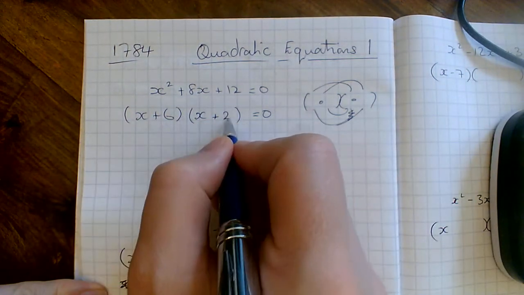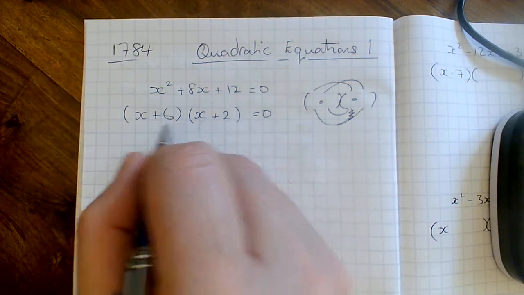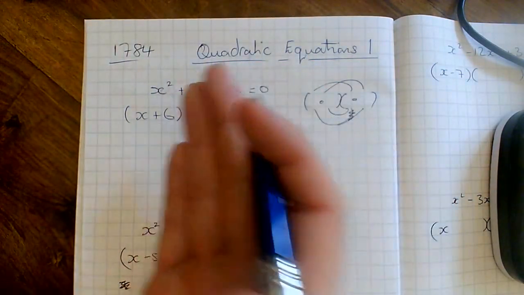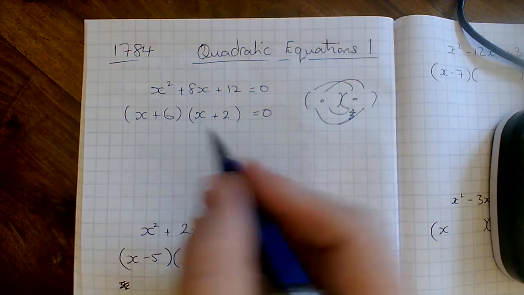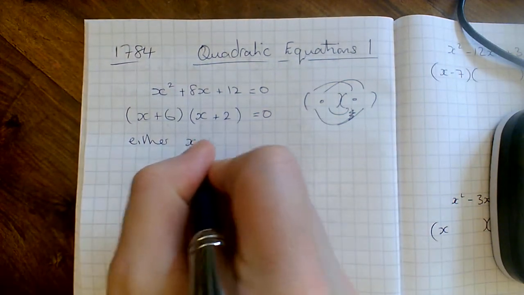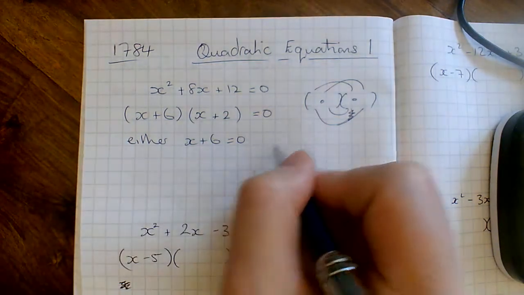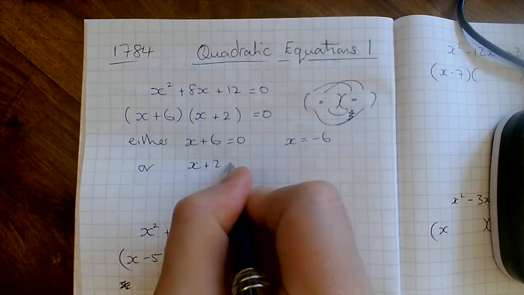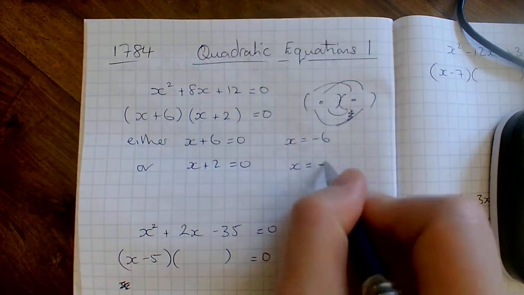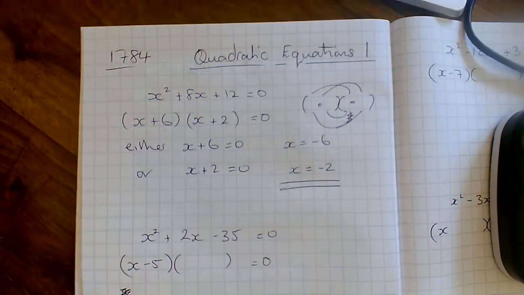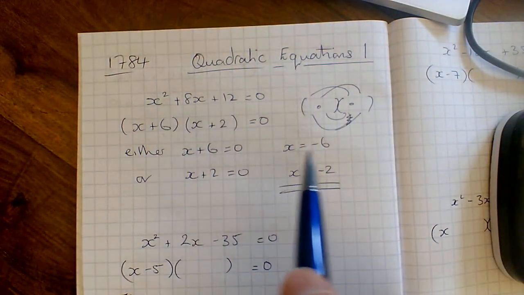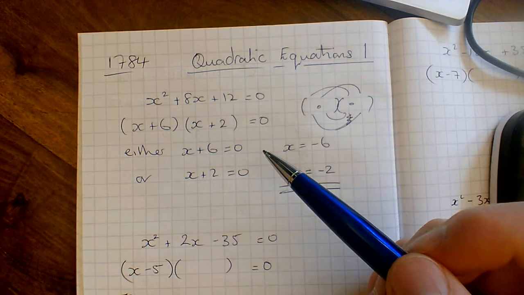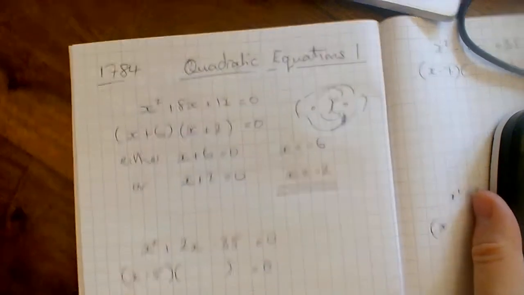What this now tells me is I've got two brackets that are multiplied together: x plus 6 times x plus 2, and we've got to get to 0. This means one of these two things has to be 0, because when you multiply two things together and you want the answer 0, one of the two has to be 0. So either x plus 6 equals 0, in which case x equals minus 6, or x plus 2 equals 0, in which case x must equal minus 2. And there are our two answers for the quadratic. You're nearly always going to end up with two answers. Sometimes you end up with one answer and it's called a double root. These are called roots, but in general you'll get two answers for any quadratic.